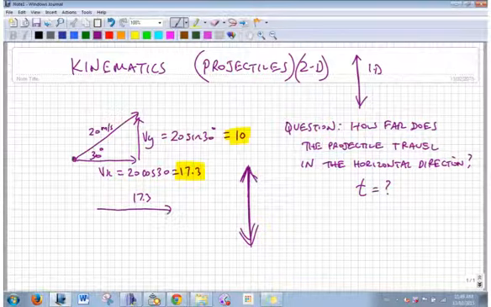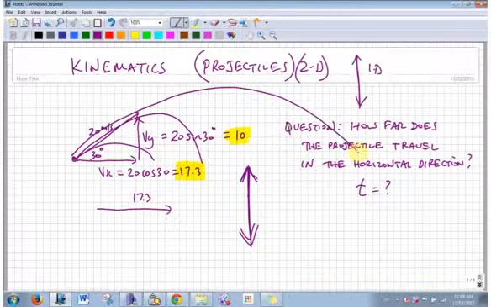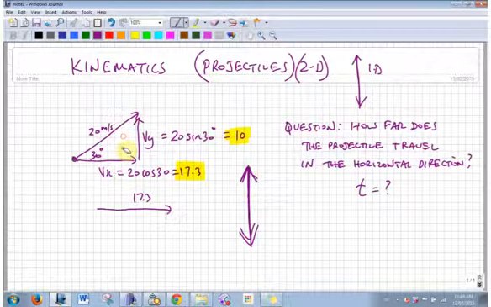Because you know the time's going to be different on the moon. It's going to be different on Jupiter, right? Time's going to be a lot smaller on Jupiter. Okay? On Earth, it's going to be like this. On the moon, not as strong gravity. It's going to take a lot longer to hit the ground.